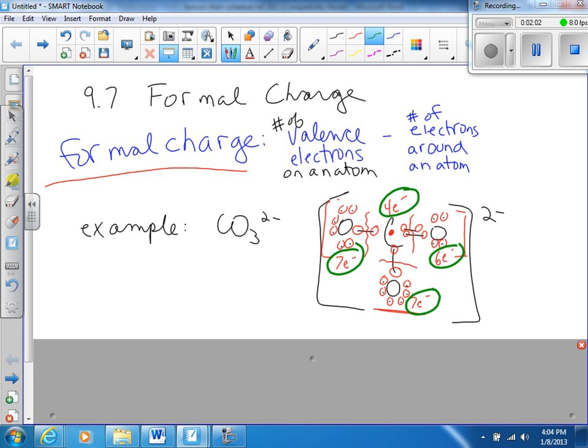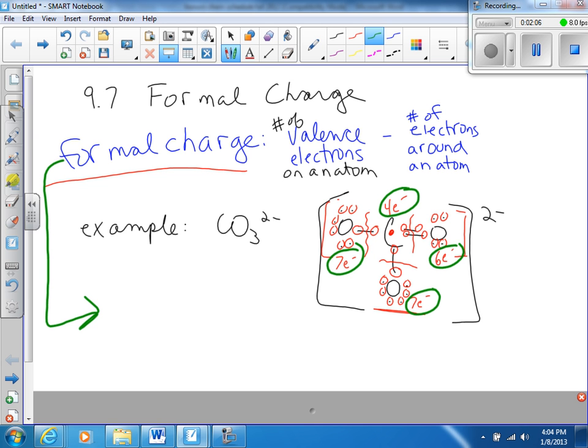Now, we have the equation for formal charge right up here. So, for carbon, carbon has how many valence electrons? We're looking at valence electrons. It has 4 valence electrons minus the number of electrons assigned to the carbon. That's this 4 right here, minus 4 electrons, is 0. So the formal charge for carbon is 0.